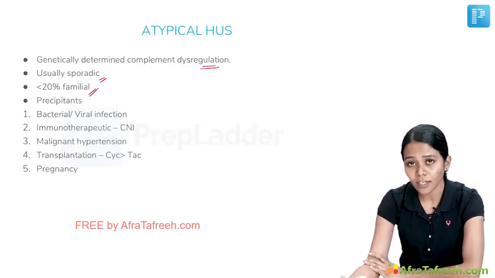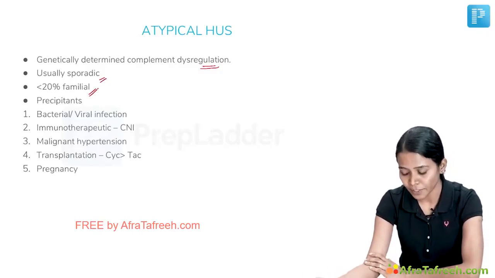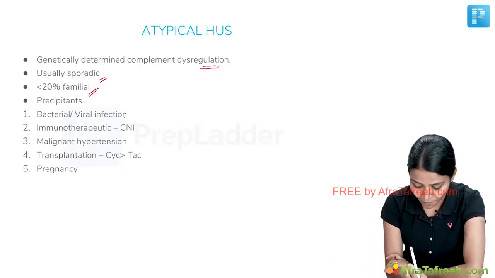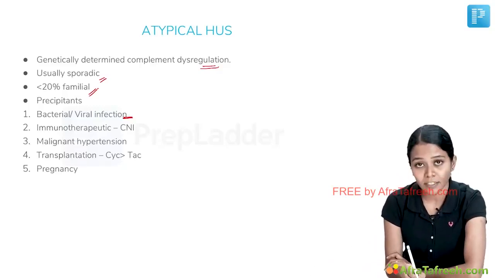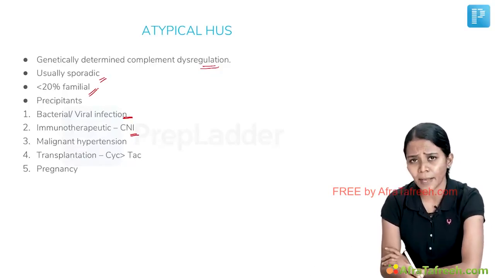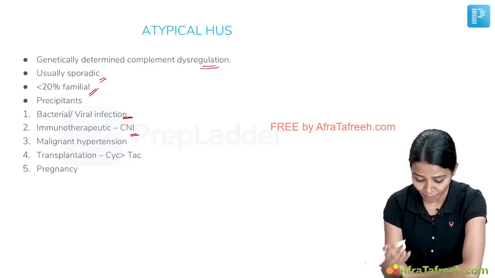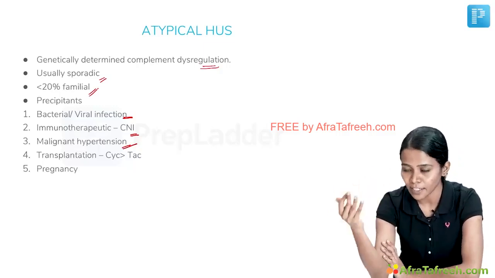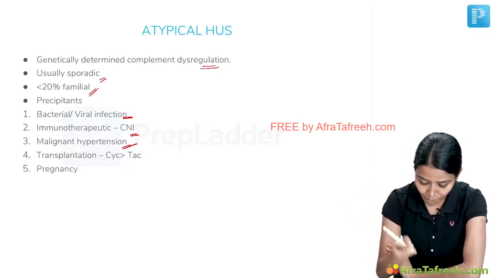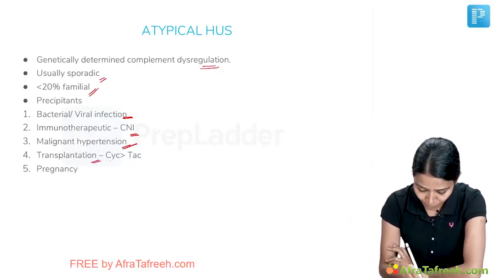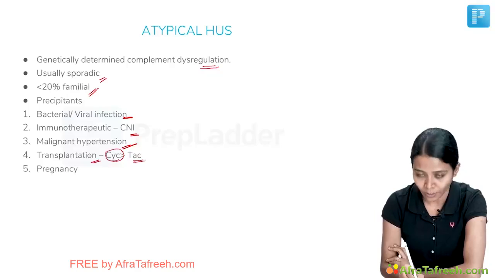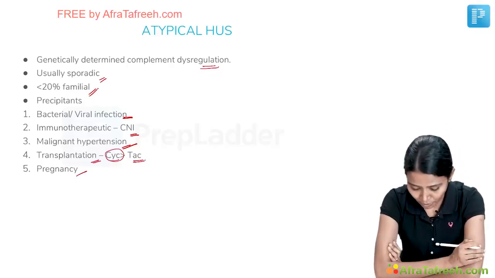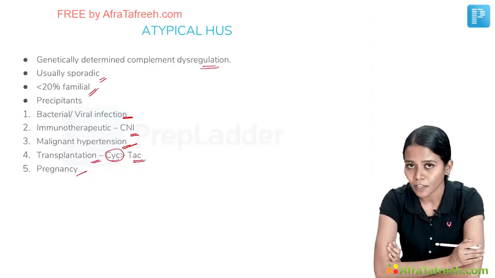Now, what are the precipitants which are going to precipitate HUS? It can be a bacterial infection or a viral infection. It can be a drug like calcineurin inhibitor. It can be malignant hypertension, that is, in severe hypertension there can be an effect on the endothelial wall. So, that itself can act as a trigger for TMA. In transplantation, patients receiving cyclosporin more than tacrolimus, and pregnancy, all these act as triggers for development of HUS.